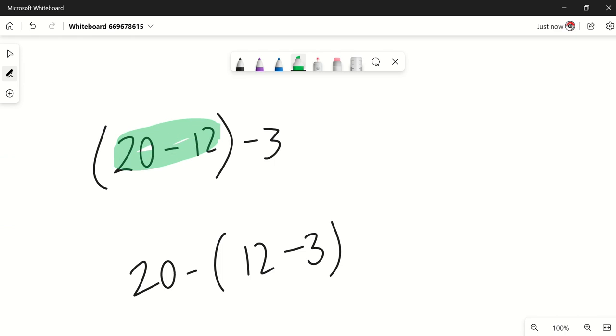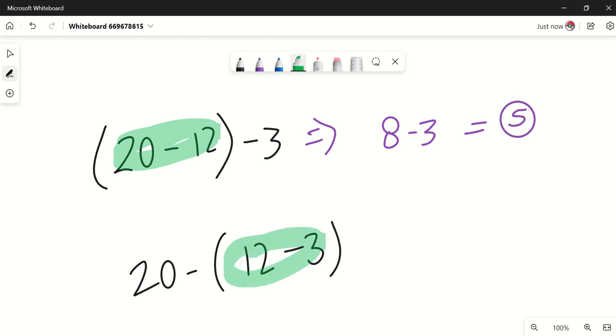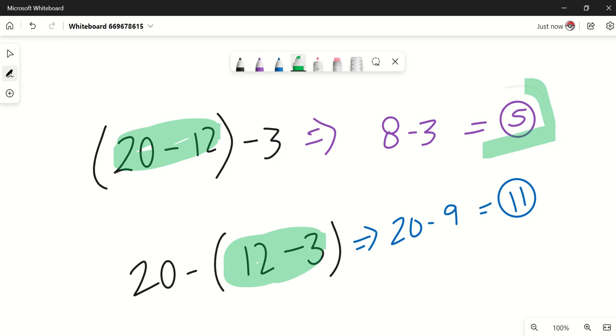So 20 minus 12 gives us a new expression of 8 minus 3, which will equal 5. Over here, I must do what's in parentheses first. 12 minus 3 gives me 9. So 20 minus 9 will give me 11. Two completely different answers here. The order in which we subtract does matter.